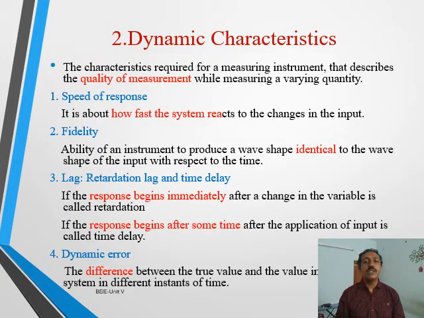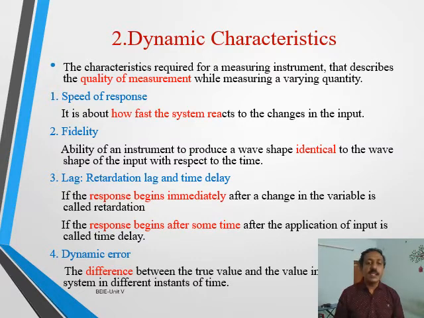Next we shall see about the dynamic characteristics. What are dynamic characteristics? The characteristics required for a measuring instrument while measuring a constant quantity or varying quantity. So while measuring a varying quantity, what are the characteristics that are required? Number one, speed of response. That is, while measuring a varying quantity, there should be a fast response in the output. If the input changes, immediately there should be a change in the output. That is called speed of response.